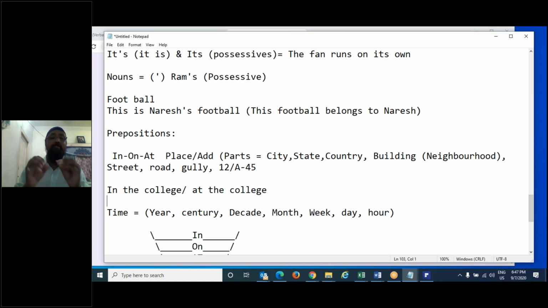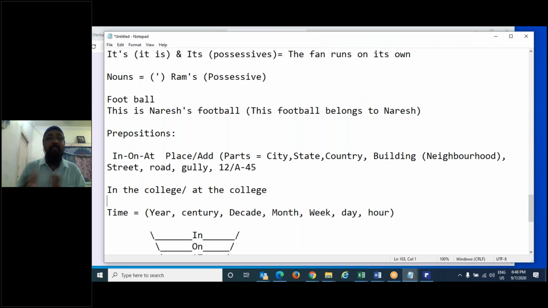At is again too specific. You can say I'm at my desk in my classroom, because your desk is a specific place in your classroom. So it can be considered as at the college, but again, you need to specify a particular place in the college. I'm at the entrance of the college. I'm at the principal's cabin. Maybe you can say, inside the principal's cabin, or you can say, I'm at the entrance of the principal's cabin.